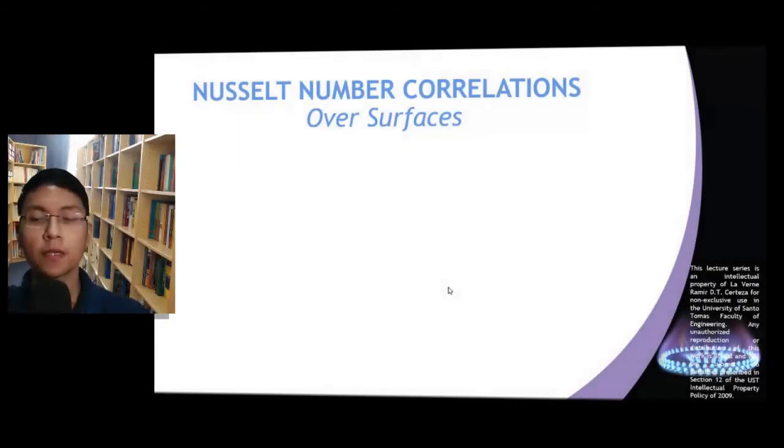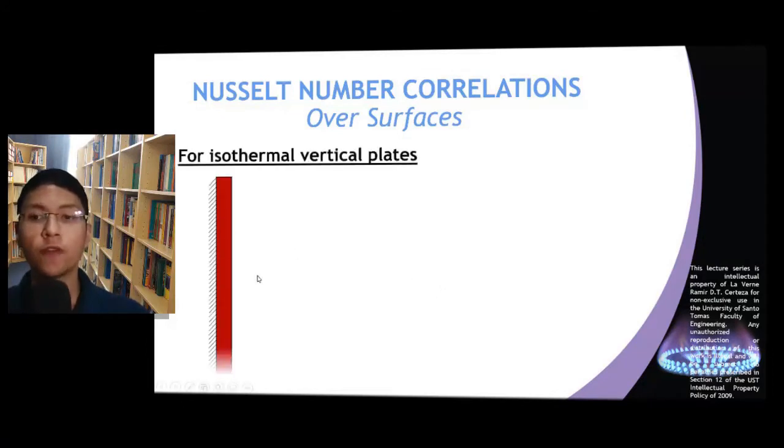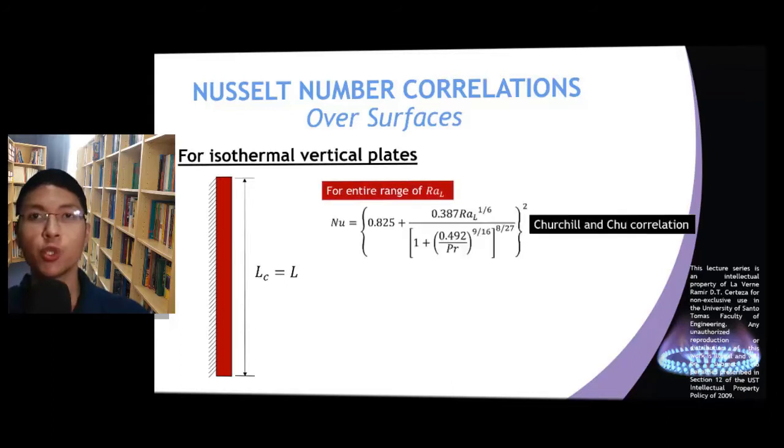We will start our discussion of the Nusselt number correlations for free convection with flows over surfaces. For flows over isothermal vertical plates, such as this, the characteristic length that we must consider is the length of the plate L. Under this case, we can use the Churchill and Chu correlation to compute for the Nusselt number for any value of the Rayleigh number.